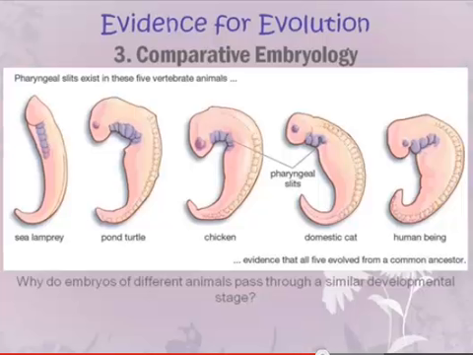And relating to the comparative morphology, there's also something called comparative embryology. This is when you start studying the embryos of different organisms at certain stages of development. This is a great picture that shows you that a sea lamprey, a pond turtle, a chicken, a domestic cat, and a human being all look really similar. In fact, we all have these gill slits as we're developing. And over time, we've just kind of changed. And some of us don't need the gill slits anymore, and some of us do.